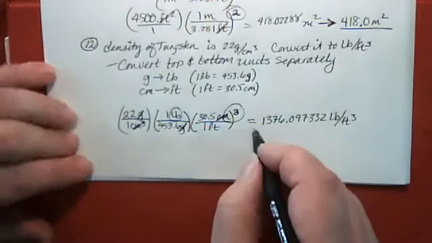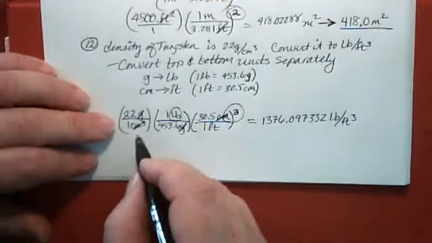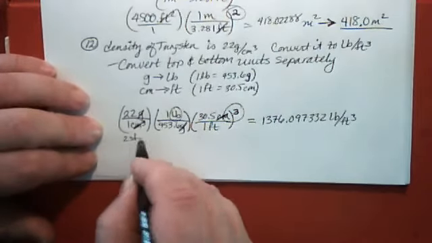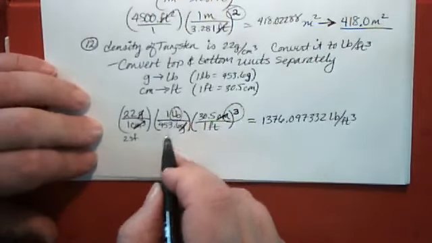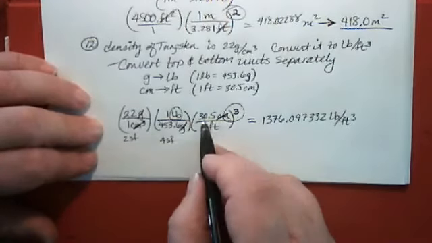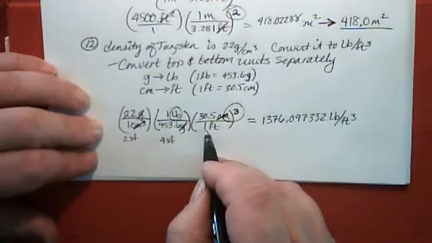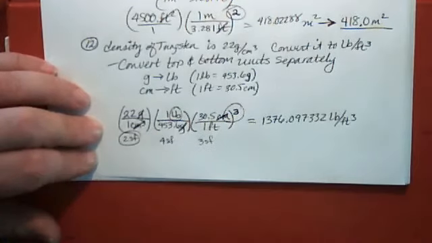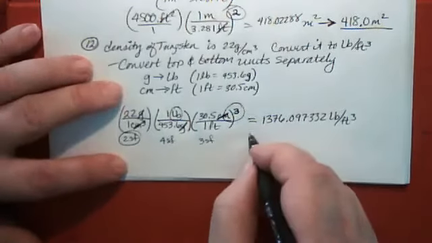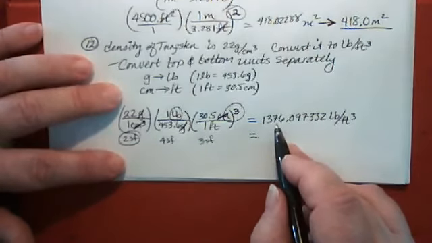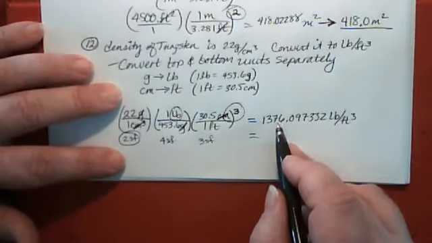Let's see, for the significant figures, we've got 2 here. Here, the 1 is an exact number. The 453.6 would be 4. 30.5 would be 3. The 1 is an exact number. So 2 has it. 2 is the number of significant figures we're allowed to have here. That would be the first 2 digits, and everything after that has to go.